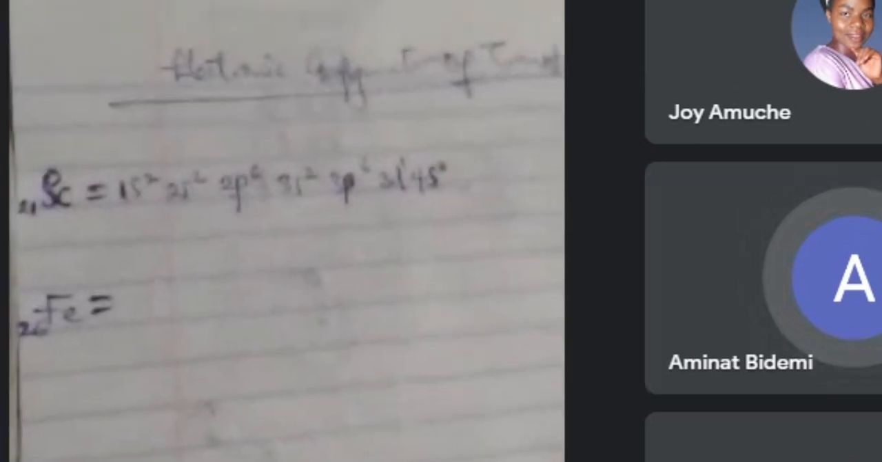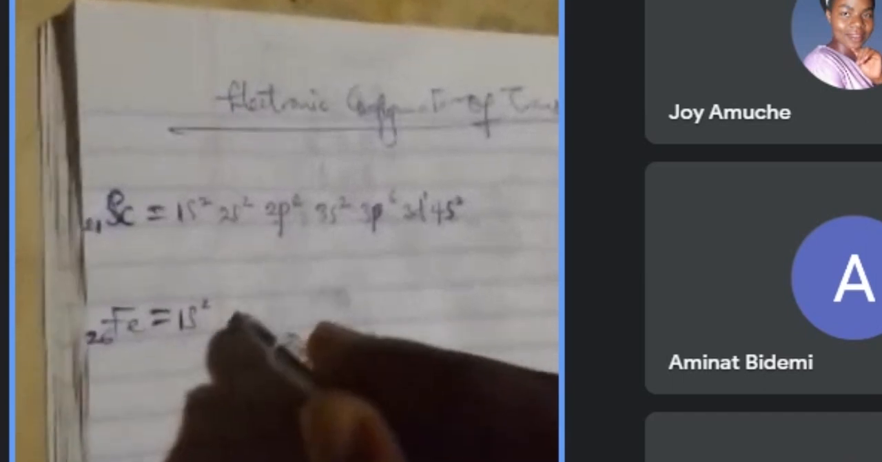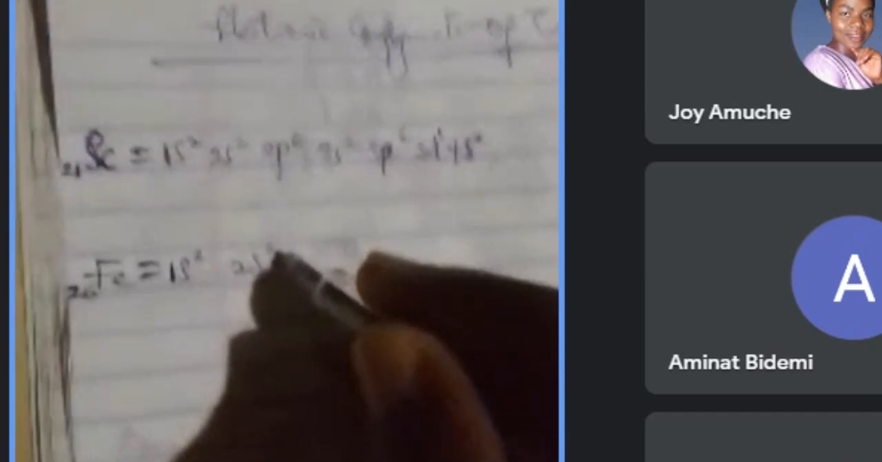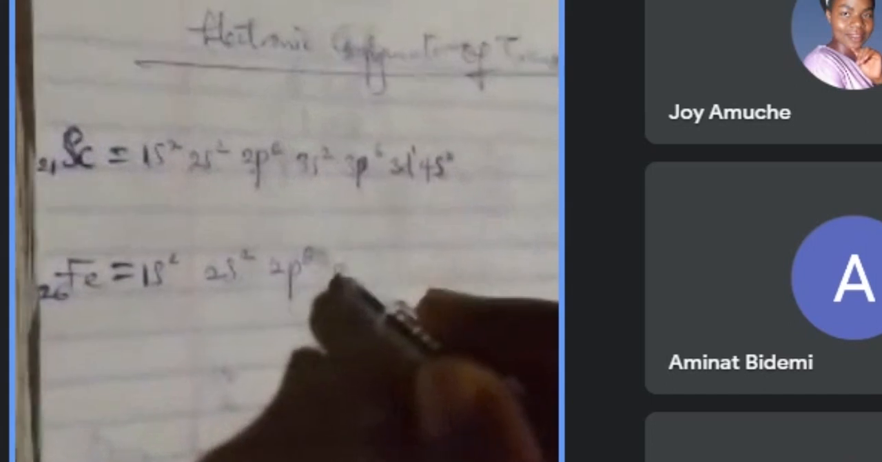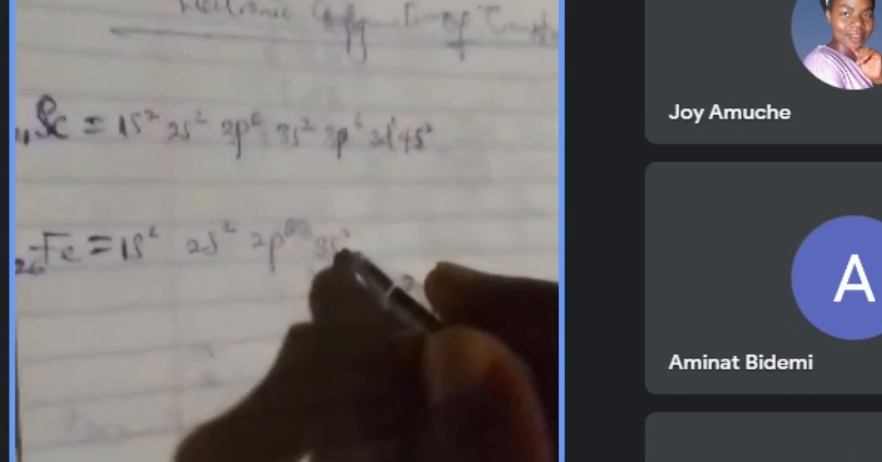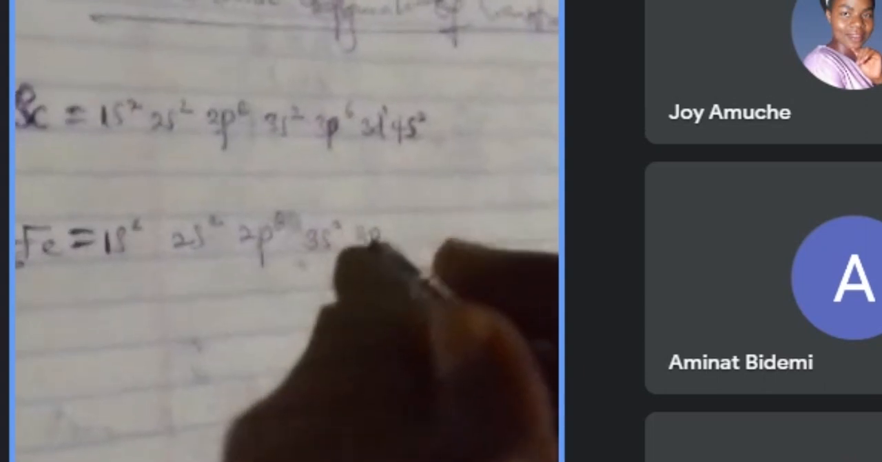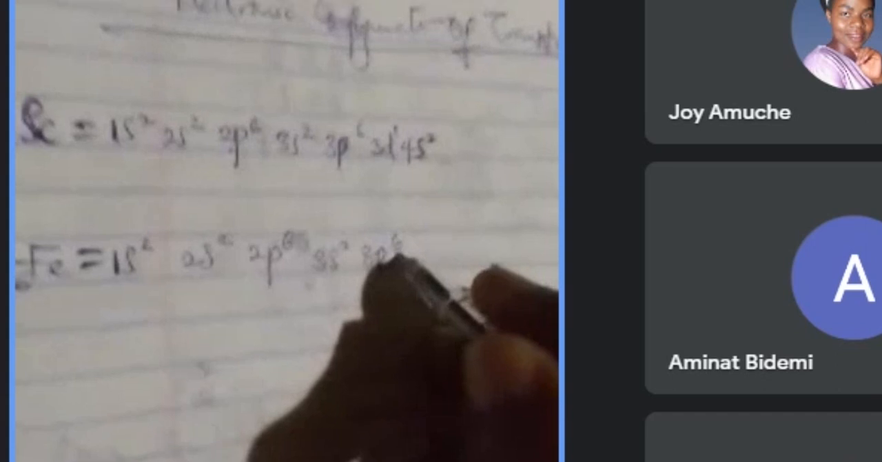Sorry. Thank you. So now we are going to fill iron. I have 1s2, 2s2. Don't let me be too fast. 2p6. I filled 10 like this, right? 3s2, the next energy level. I filled 12 like this. 3p6. I filled 18 like this.